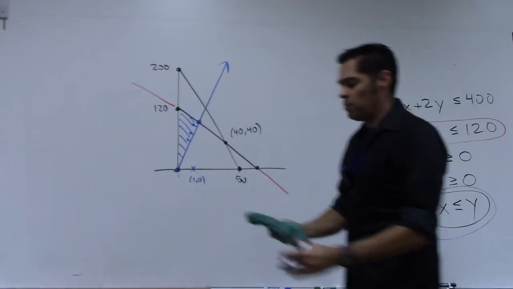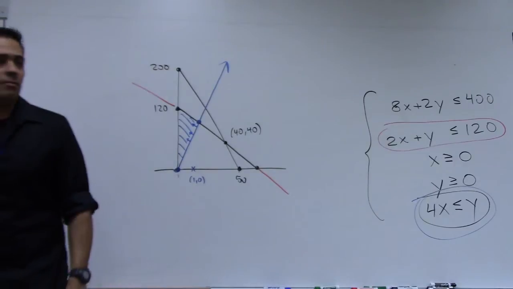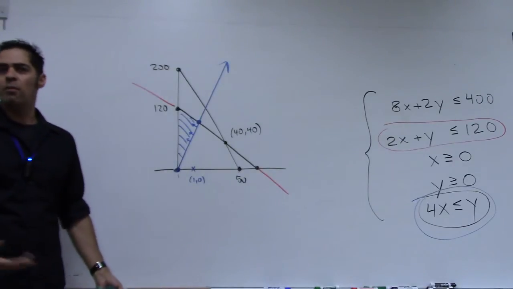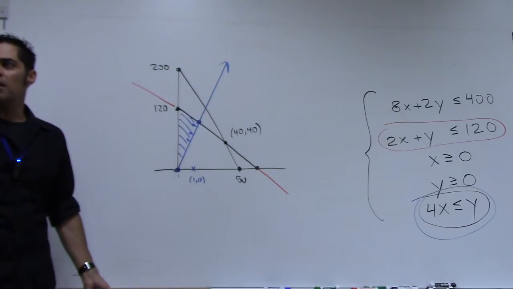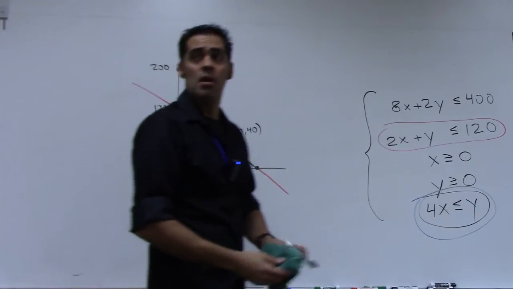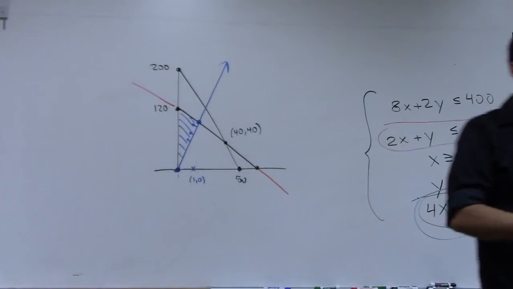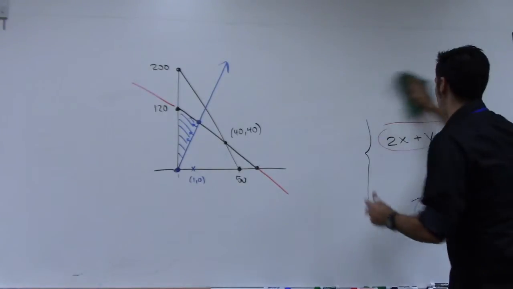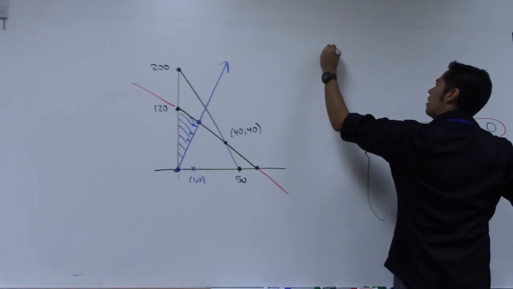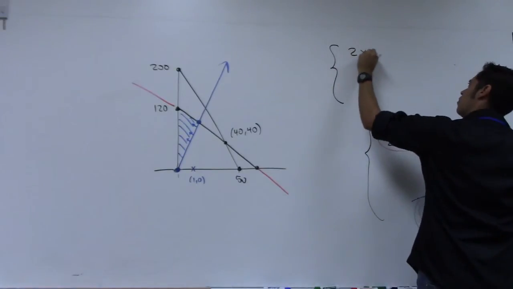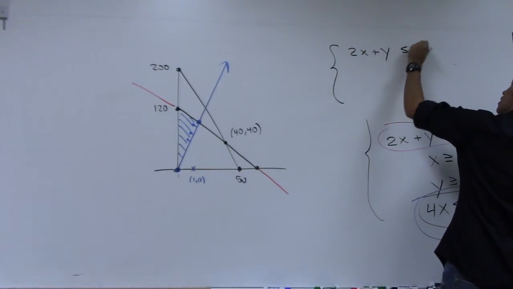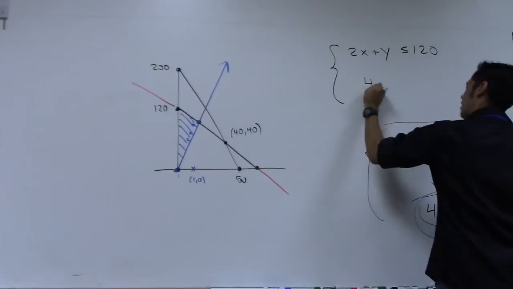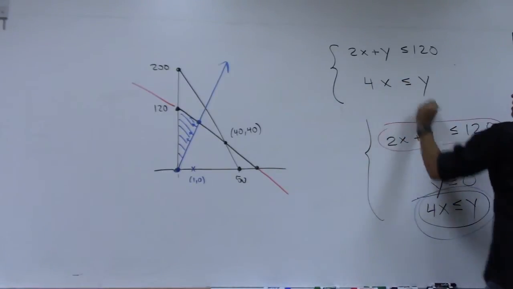Yes, we have a new answer, because our company sat down and finally said it doesn't make sense to make 40 chairs and 40 tables; we need at least 4 chairs for every table. So we're rethinking the whole process. And so now let's find the intersection. We have 2x plus y less than or equal to 120, and 4x less than y.